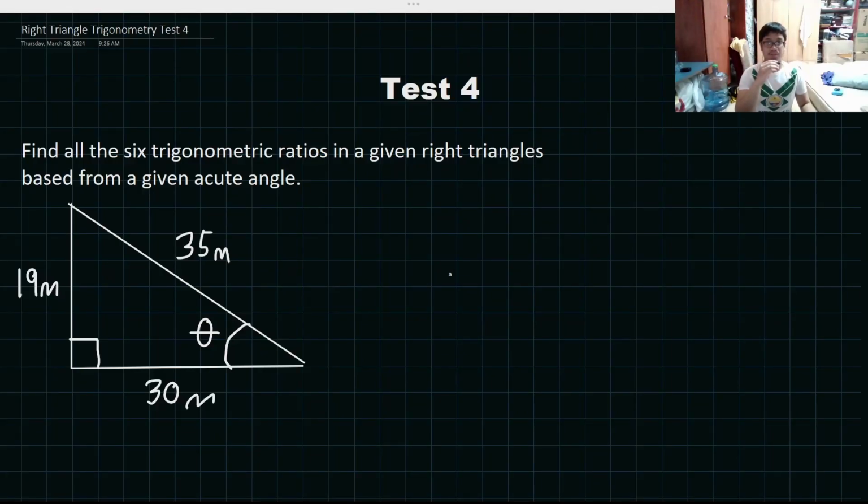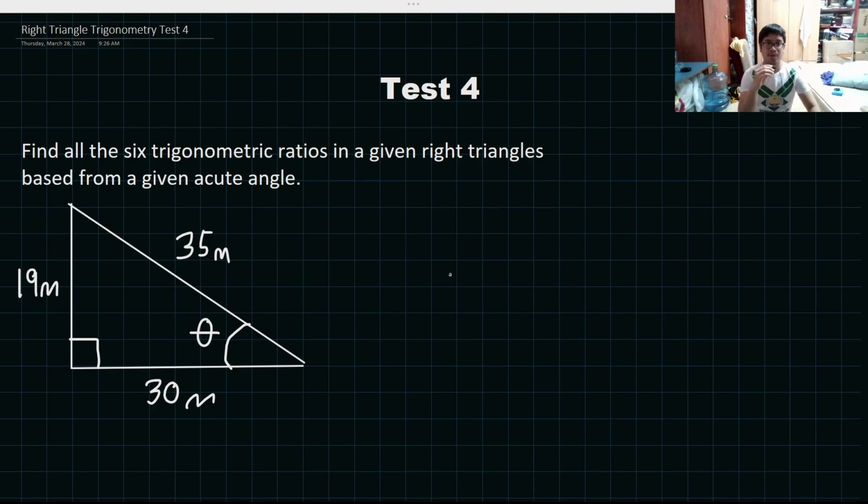All right. So, welcome back to our test video for right triangle trigonometry. Here we will have part 4 of this test. It basically consists of finding the 6 trigonometric ratios in a given right triangle. What we're going to do is more like problem solving. There's no true or false and whatnot, similar to the third test. So, without further ado, let's begin.